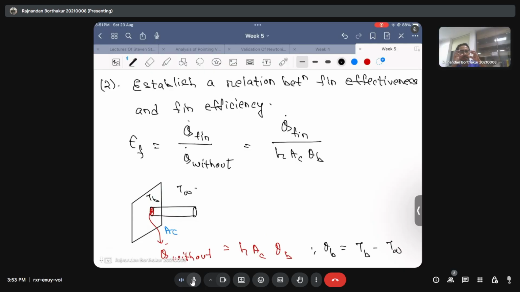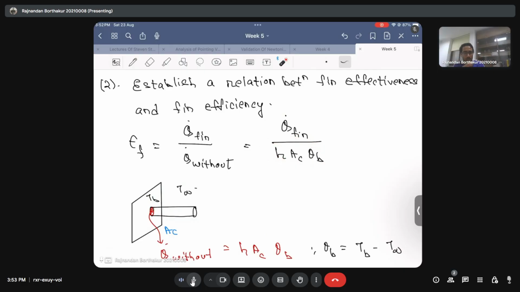I repeat again, how did we calculate Q without, that is the rate of heat transfer without fin? I am comparing a cross-sectional area where in the first case I will attach a fin, and then the rate of heat transfer is Q dot fin. In the second case, from the same cross-sectional area, I am asking what would be the heat transfer if there is no fin. If there is no fin, the area is exposed only to the ambient, whose temperature is T infinity with a heat transfer coefficient h. Then the only mechanism by which this AC would dissipate heat to the surroundings gives the rate of heat transfer without fin, which is equal to h AC times theta b.